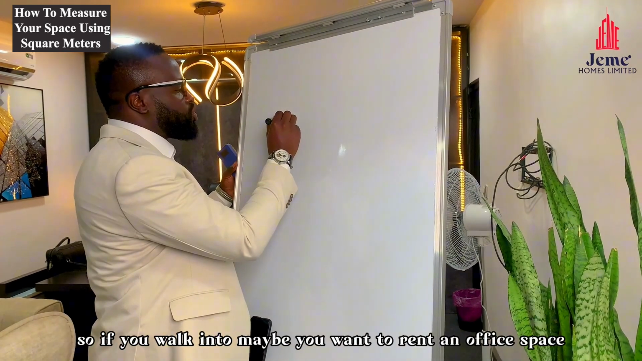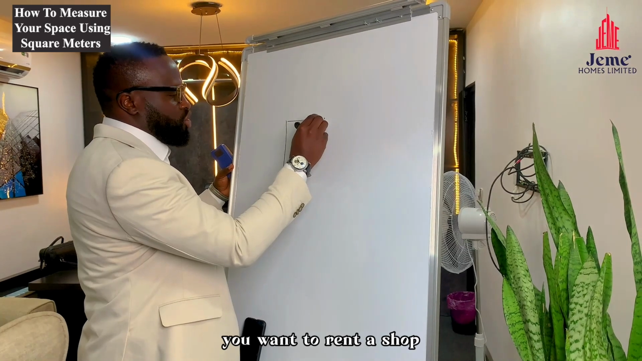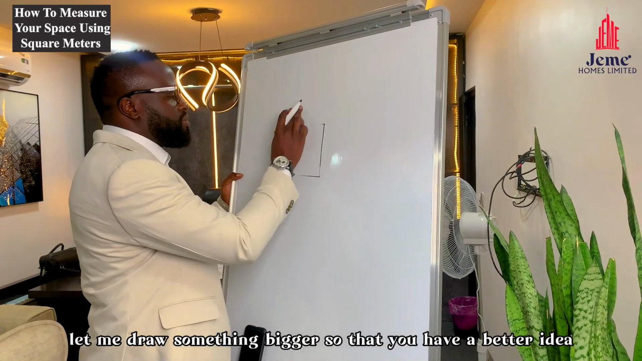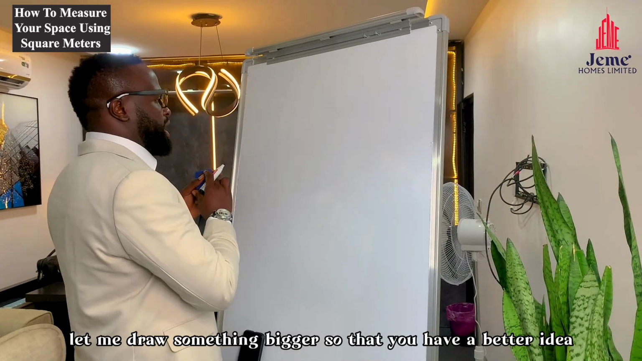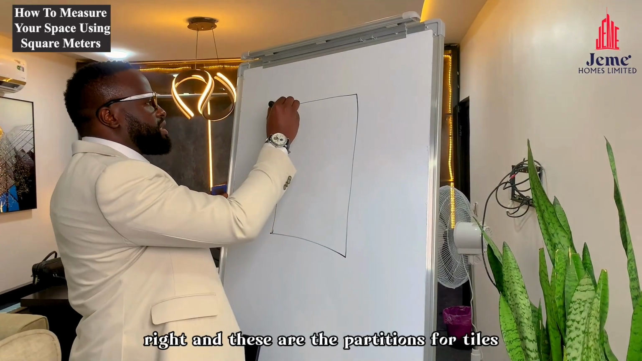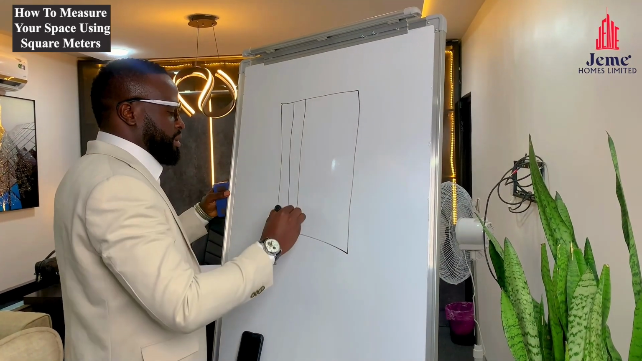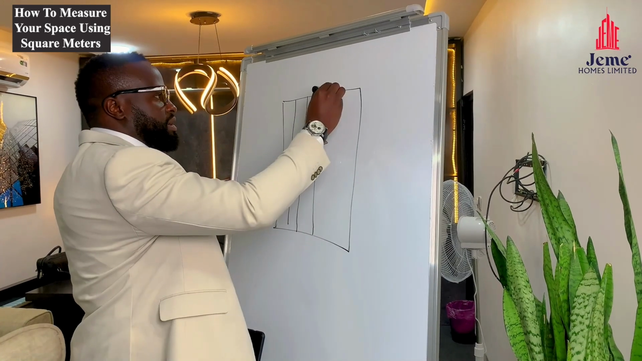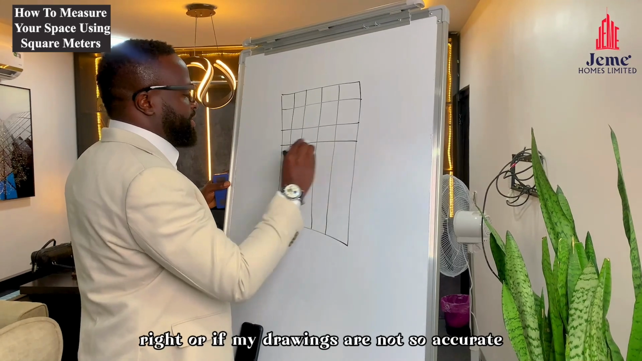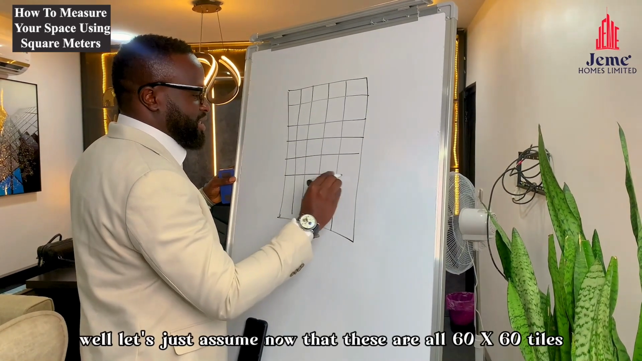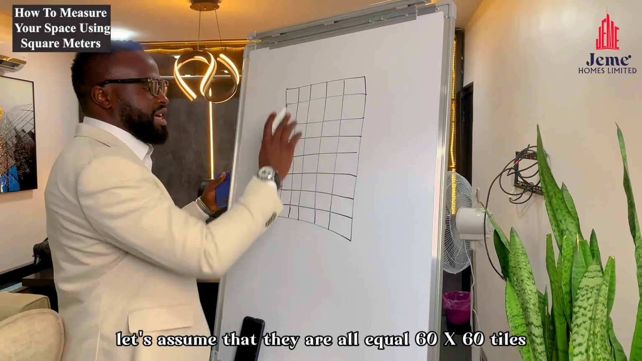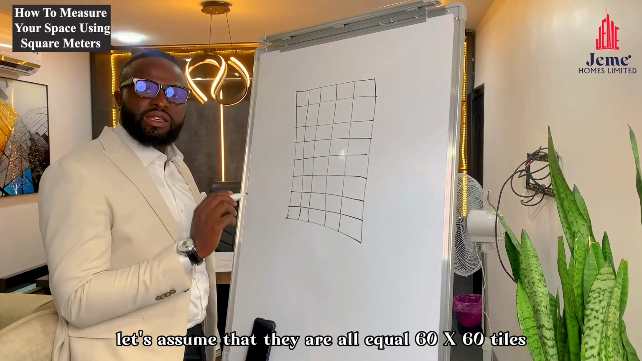So if you walk into a place, maybe you want to rent an office space or a shop, and you don't have an idea of how big that shop is. This is quite small. Let me draw something bigger so that you have a better idea. Let's say this is the size of the shop, and these are the partitions for your tiles. Forgive me if my hand is not so straight, or if my drawings are not so accurate. But let's just assume that these are all equal, 60 by 60 tiles.